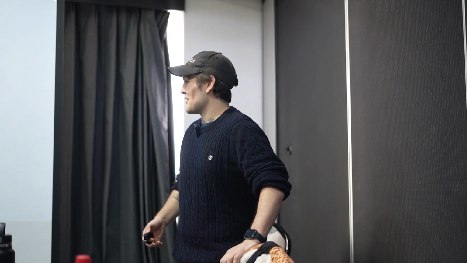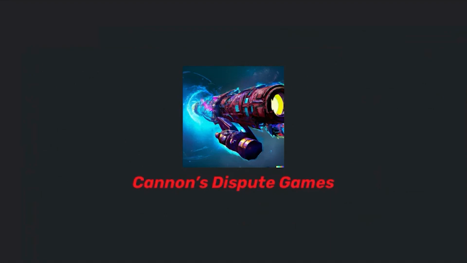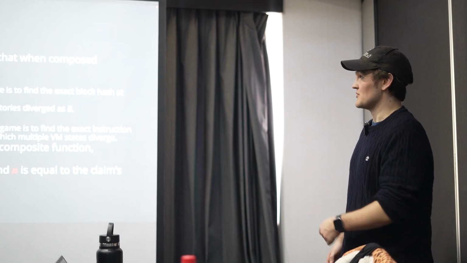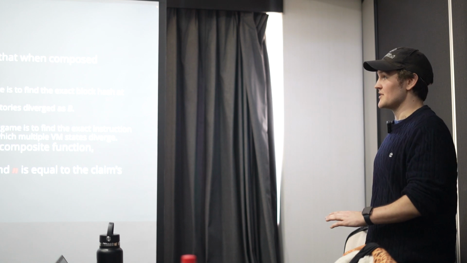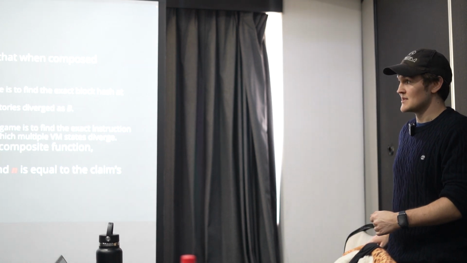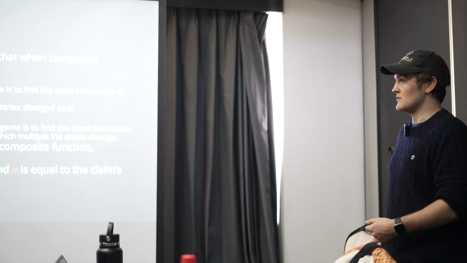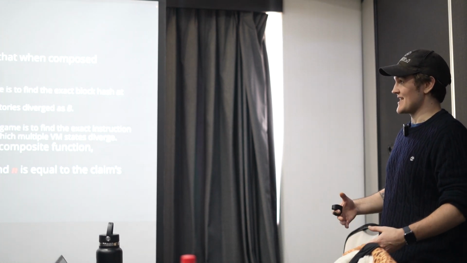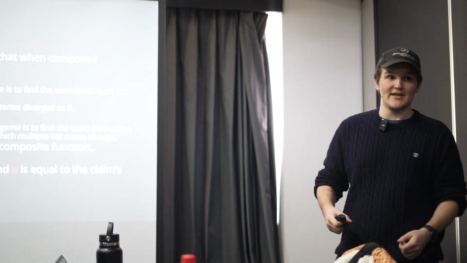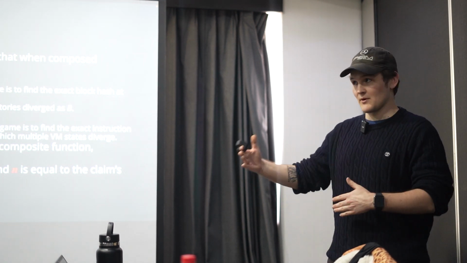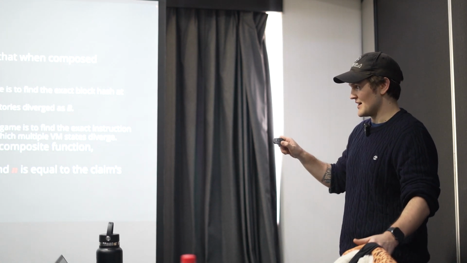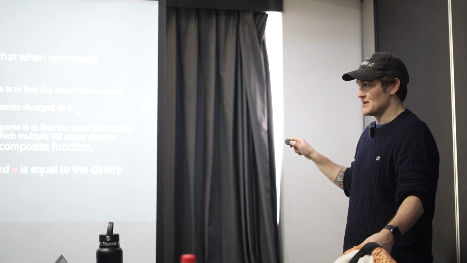Gotcha. All right, so now that we have that general theory, unless anybody else has more questions, we can move on to how we can actually apply this to Cannon's dispute games. Cannon will employ two nested dispute games that, when composed together, act as if they're one. Game A is the block hash bisection game. Its goal is to find the exact block hash at which multiple L2 chain histories diverge. There will be two or more. We'll refer to the block at which the histories diverged as B.